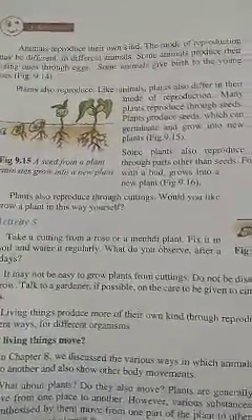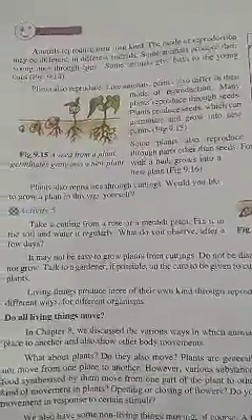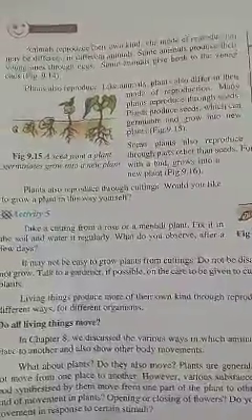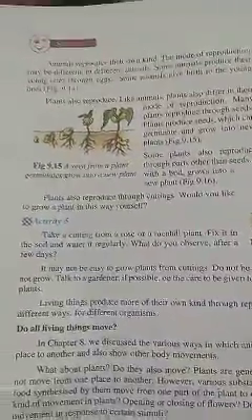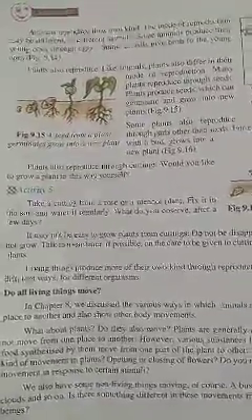And this reproduction is common in all living organisms. There are various methods of reproduction. You will study them in your higher classes. And the last characteristic of living organisms is that all living things show movement.